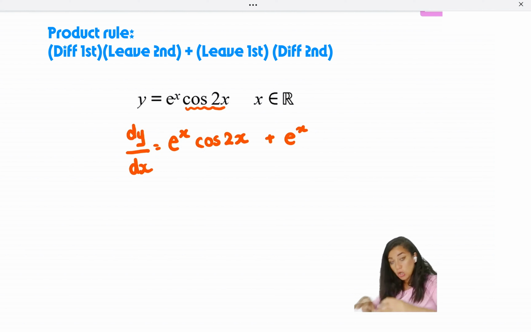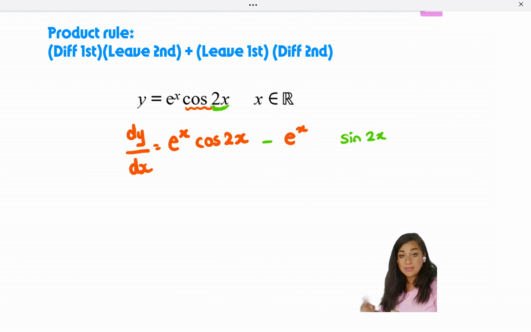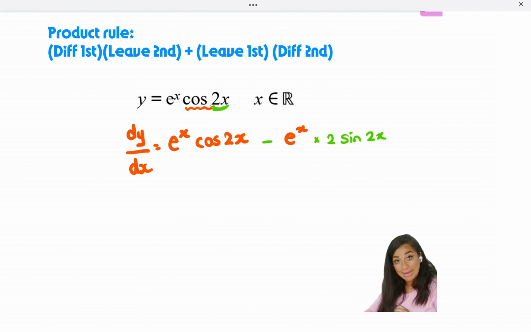If I differentiate cos 2x, I'll end up with minus sine 2x. So this plus is going to be minus. So minus sine 2x. And when I differentiate the inside, which is just 2x here, if I differentiate 2x, I end up with just 2. So I multiply it by 2. Okay? Now let's clean it up.